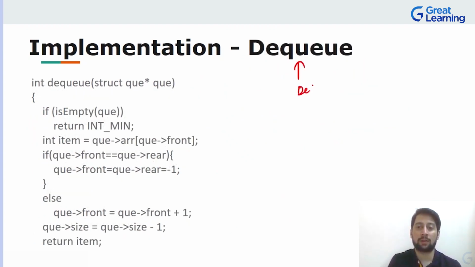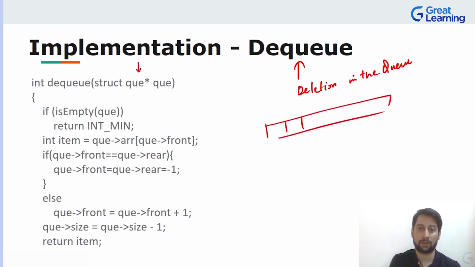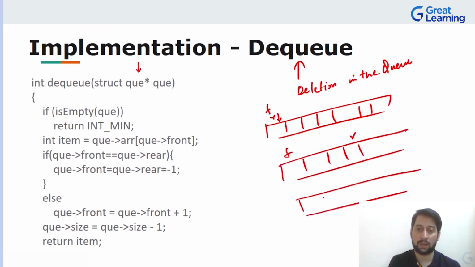So dequeue is used for, or this operation is known as, deletion in the queue. Now let's see what things we are going to implement in this dequeue method. Obviously we are going to pass the array. Let's suppose we have this array. We will take care of both conditions: when both front and rear are at this position, when front is at this position and rear is somewhere else, and also when our array is empty. At that time both front and rear are at -1.